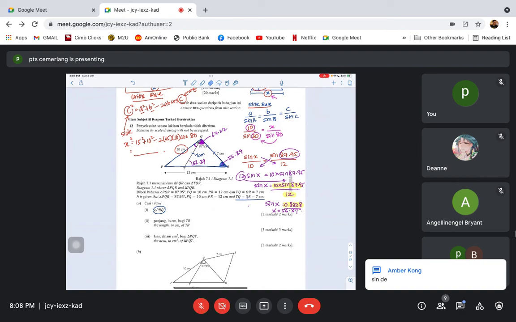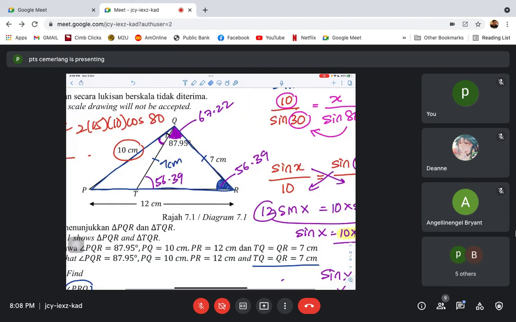Sine rule, okay. So now, let us focus. Sine rule. I want to find TR. This one is the part that I do not know. TR I don't know, okay? So, which one is its partner? Who is it partnering with? Is it 67.22? The TR is partnering with 67.22. Am I right?